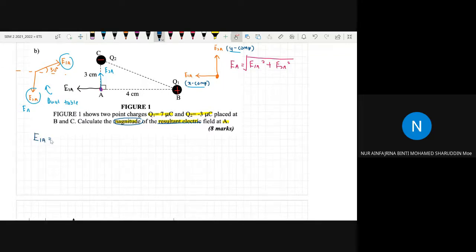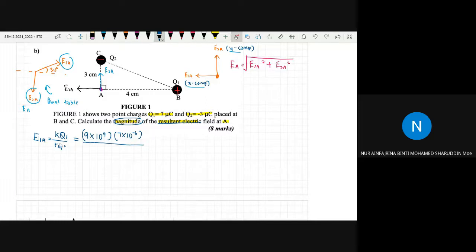Okay. What is the formula untuk electric field? Anyone? What is the formula for electric field? Any try? KQ over R squared. Very good. Good job, everyone. So KQ1 over R1A squared. So we know K is constant, Coulomb constant, 9 times 10 to the power of 9. Charge 1 kita adalah positive 7 microcoulomb, 7 times 10 to the power of negative 6.